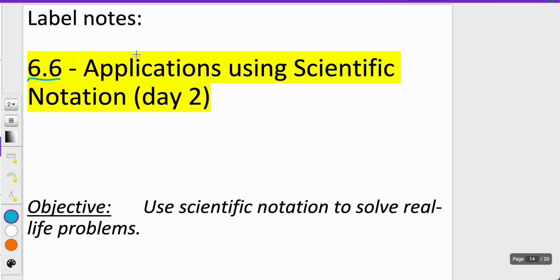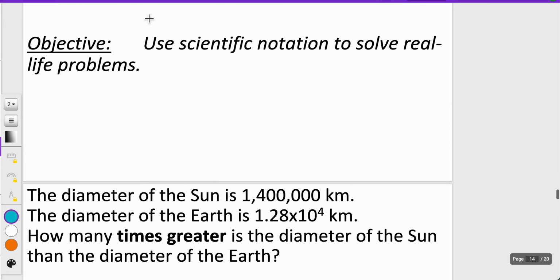Today we're going to be looking at day 2 of 6.6, applying scientific notation. We're going to do a lot of real world problems, more so looking at our word problems for this one.